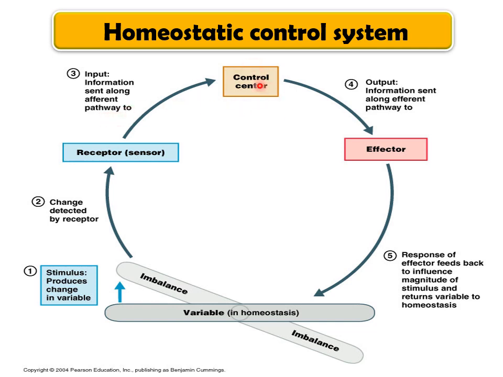And control center will analyze the information to stimulate the action that will correct the changes and transmit the output to effector via efferent pathway, and then effector that receive from control center, so it will carry out the action that restore condition back to normal through feedback mechanism.